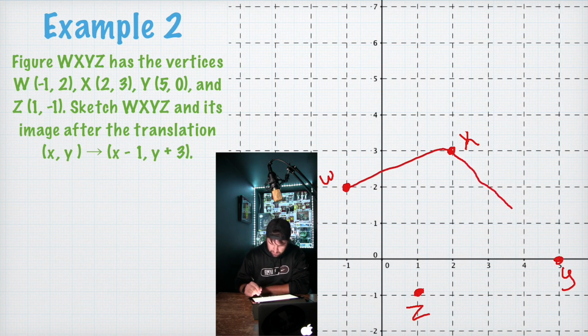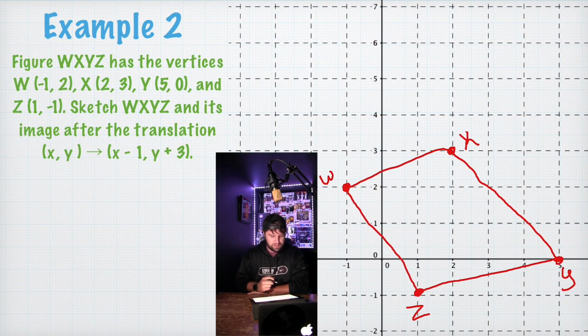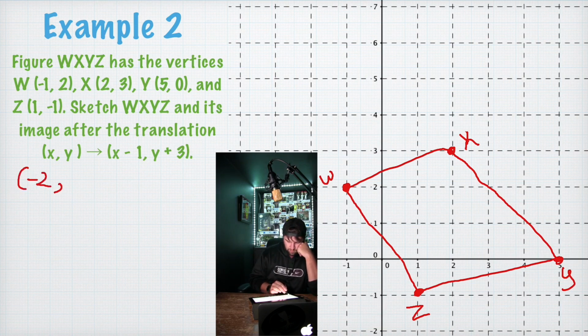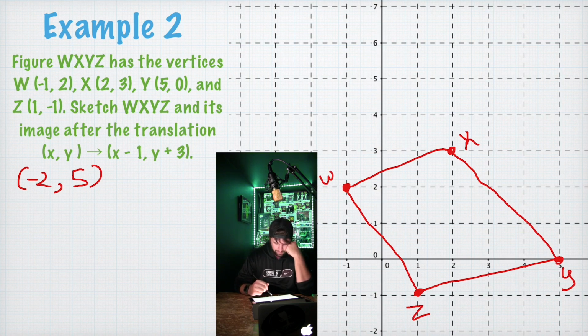So our red is our original figure. And now they want us to sketch WXYZ and its image after the translation. So they want us to sketch its new image after this translation. So what we do is we just do our x value minus 1 and our y value plus 3. So negative 1 minus 1 will give us negative 2. Here, I'll go ahead and write these points down. We have negative 2, comma, and then 2 plus 3 will be 5. So one of our new points is (-2, 5). I'm going to do this actually in blue.